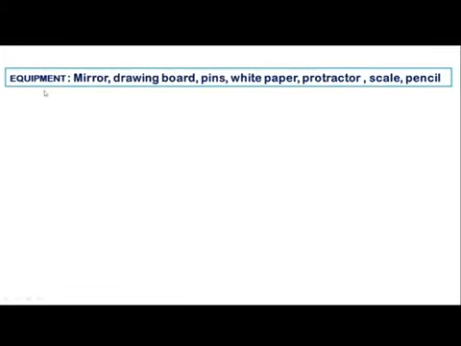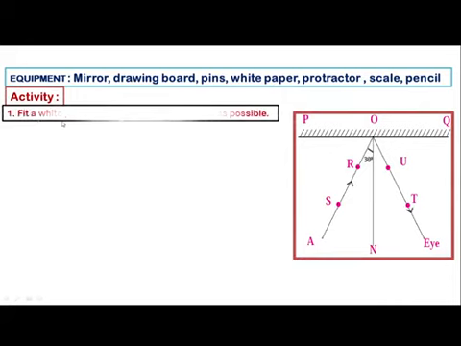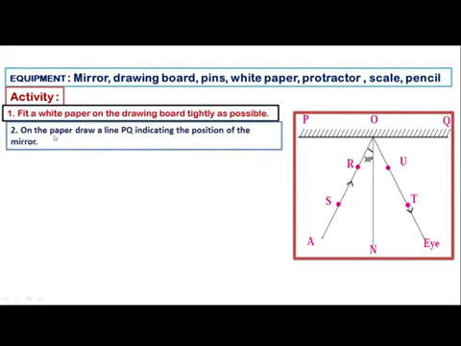First activity: equipment, mirror, drawing board, pins, white paper, protractor, scale and pencil. See this figure. Activity: first, fit a white paper on the drawing board as tightly as possible. Second, on the paper, draw a line PQ indicating the position of the mirror.